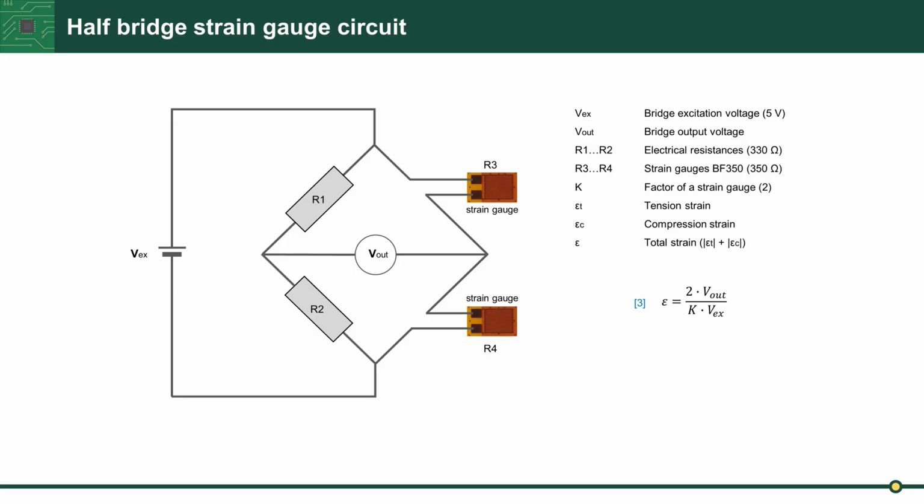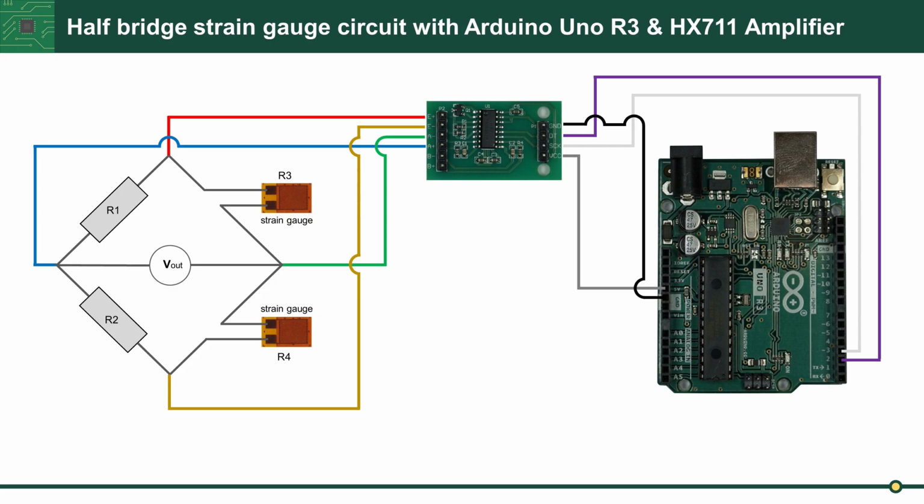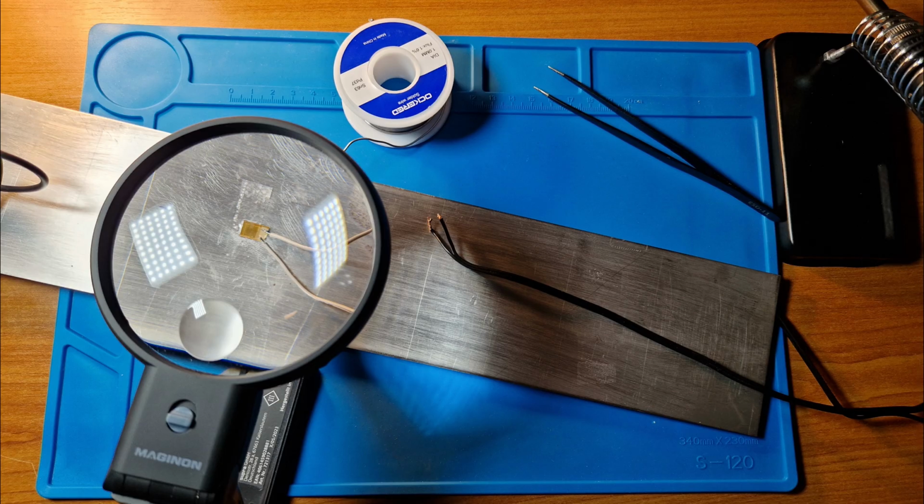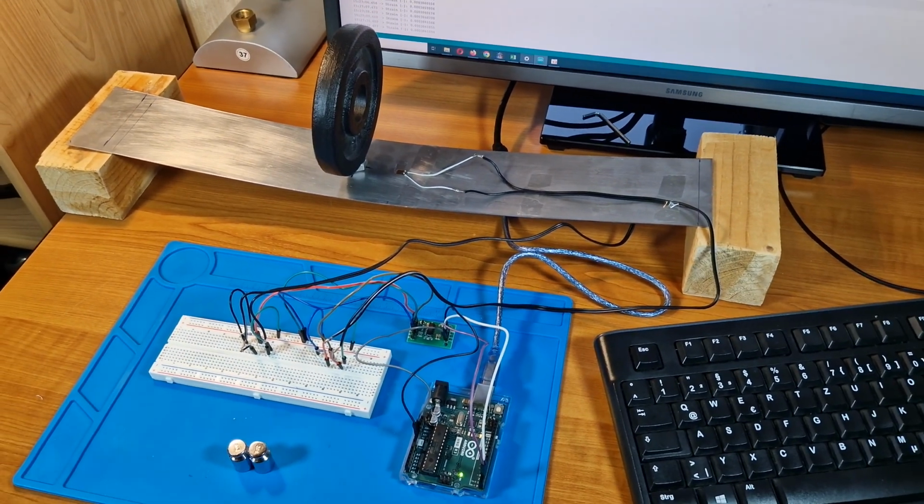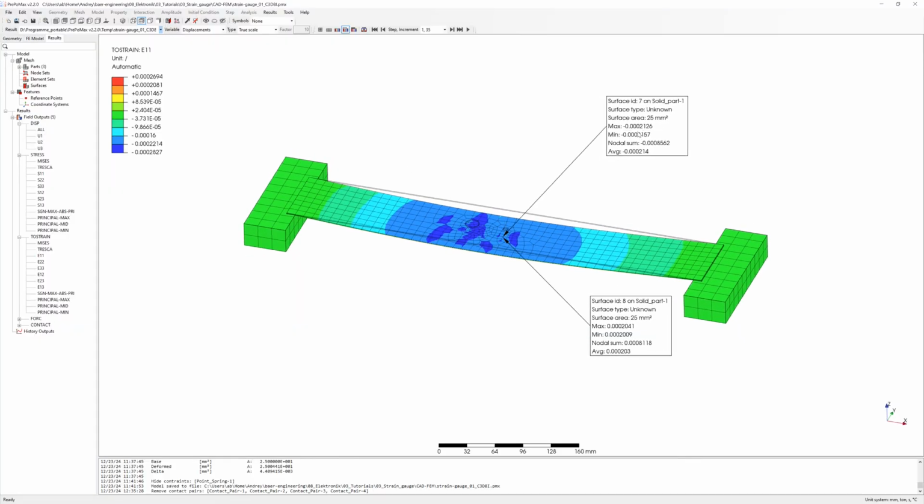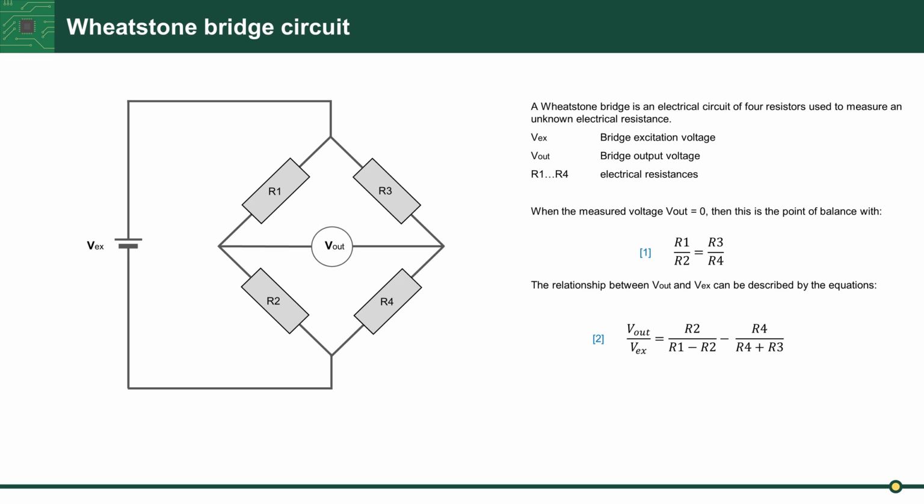Hello everyone. Today I want to measure the strain using strain gauges on a metal sheet by bending, with the help of an Arduino Uno R3 board and an HX711 amplifier. First, a brief introduction as a theory.